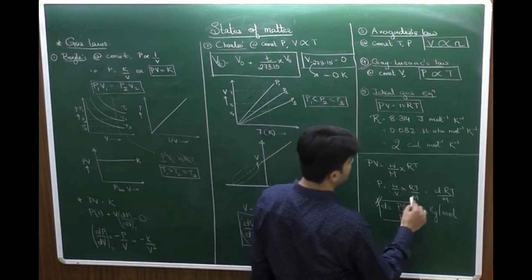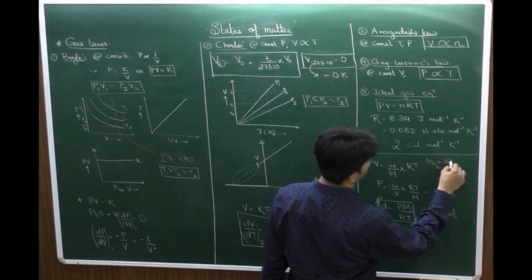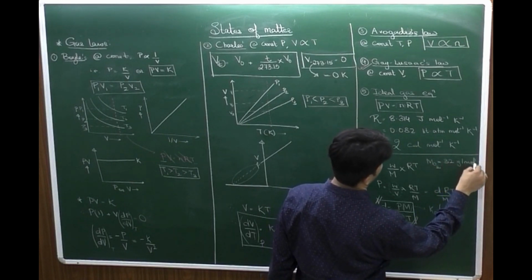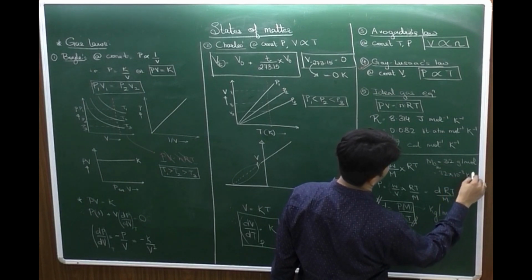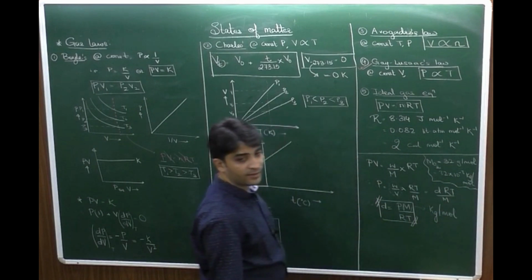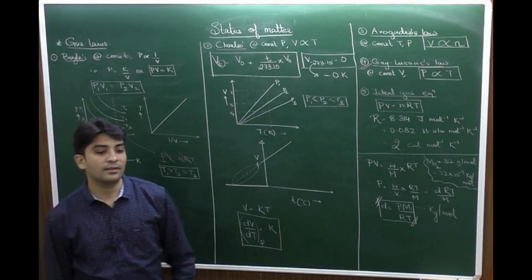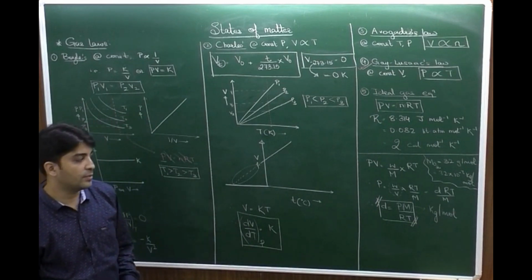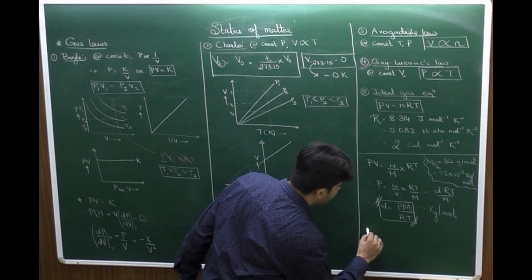For example, the molar mass of O2 is 32 grams per mole, but to substitute, it will be 32 into 10 power minus 3 kg per mole. So whenever you have the molar mass in the expression, remember always to substitute in kg, otherwise you will get a mess in the units of 10. Okay? Now one more case from this.